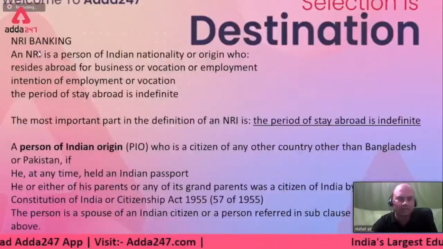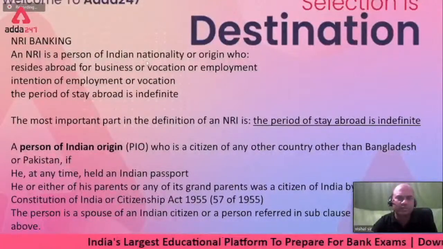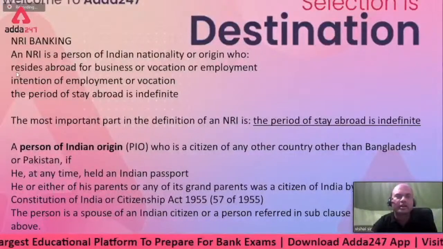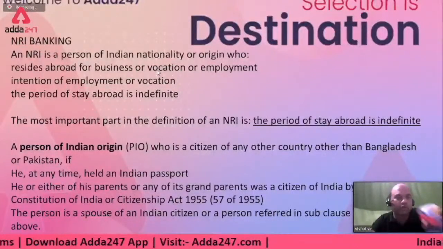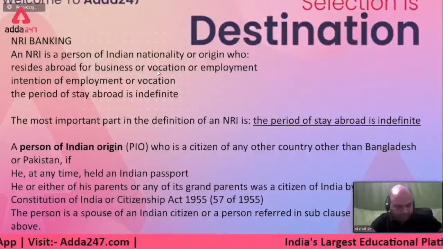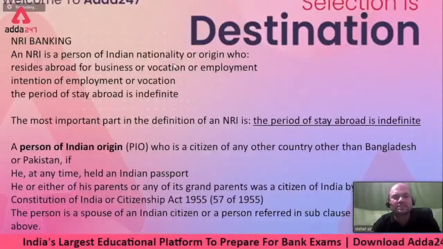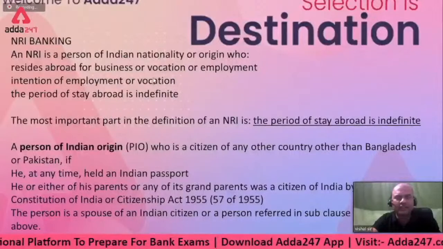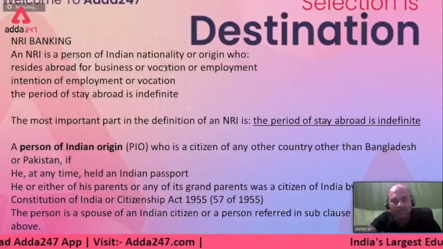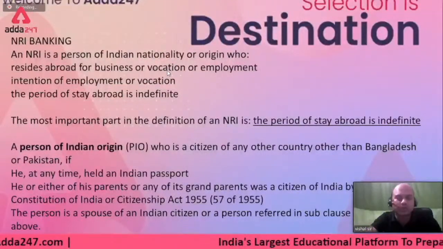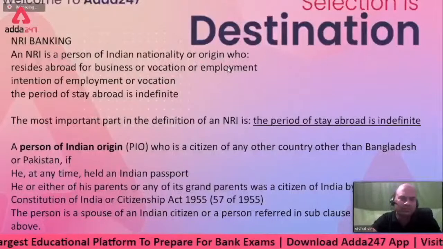Now NRI banking. We'll only study the important definitions today. An NRI is a person of Indian nationality and origin who resides abroad for business or vocation, not vacation. It's vocation, or employment. What is the meaning of vocation? Vocation means doing some skilled job. We had vocational subjects in schools, like carpentry and all these things. That is vocation, doing some skilled job. Business, after all, is a type of employment only. Business, vocation, or employment.